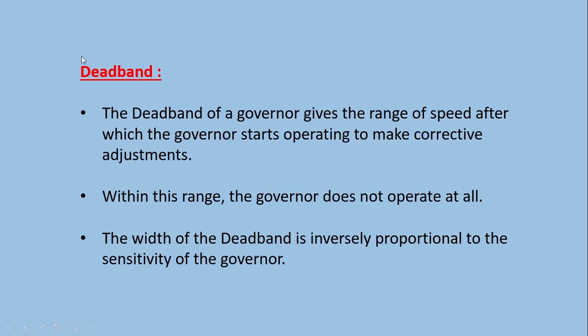Next, there is the dead band. The dead band is a range where the governor doesn't have any output action. Normally, in this dead band range, the governor doesn't operate at all. The dead band is inversely proportional to the sensitivity of the governor.